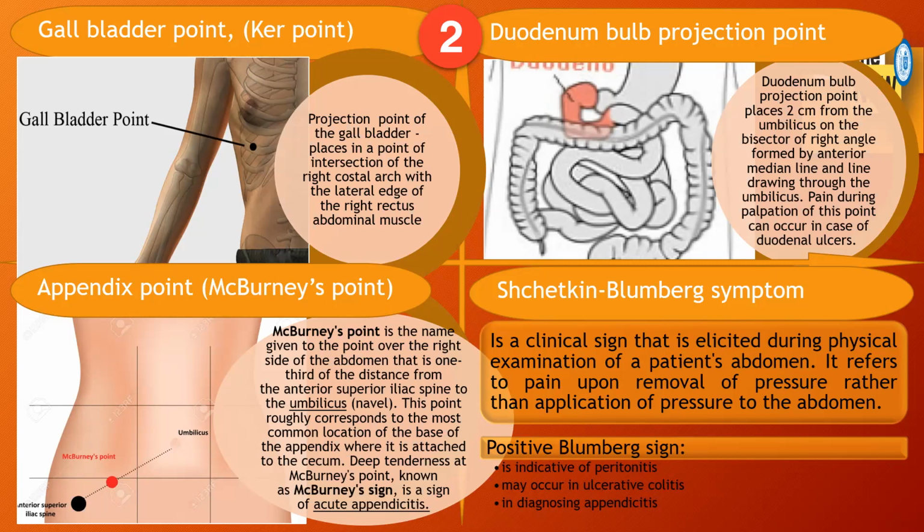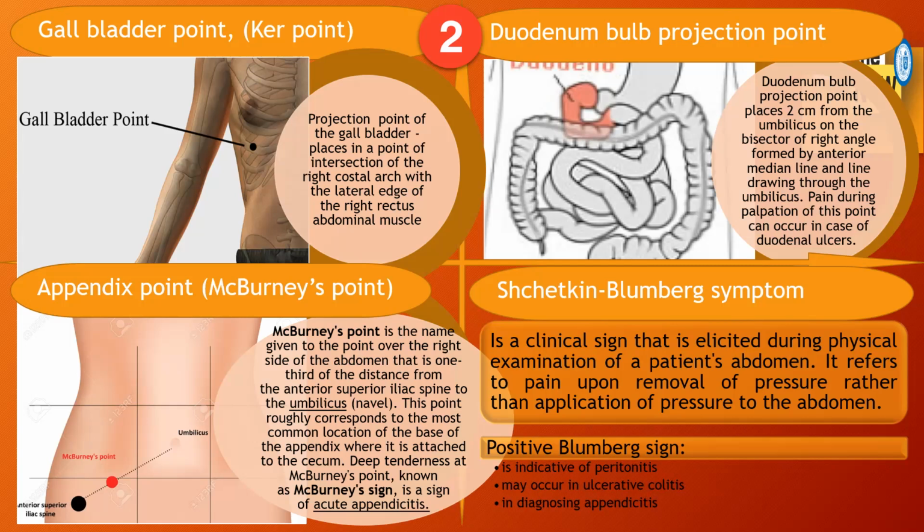Next, the duodenal bulb projection point is placed 2 cm from the umbilicus on the bisector of the right angle formed by the anterior median line and a line drawn through the umbilicus. Pain during palpation of this point can occur in case of duodenal ulcers.